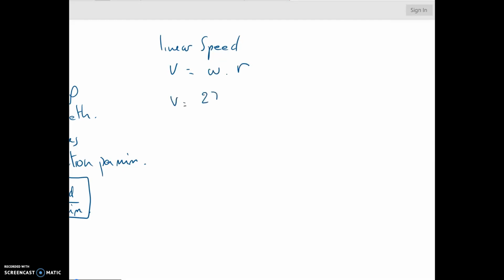V equals 2711.4 multiplied by 13.0 inches, and that gives me a linear speed of 35,250 inches per minute. If I want to convert that into feet, well, I will let you do that. Convert that into feet per minute.